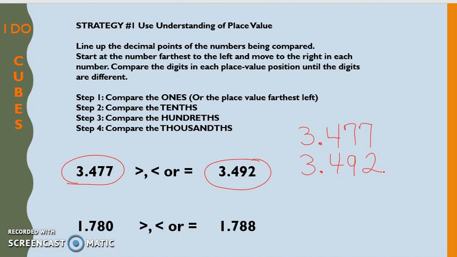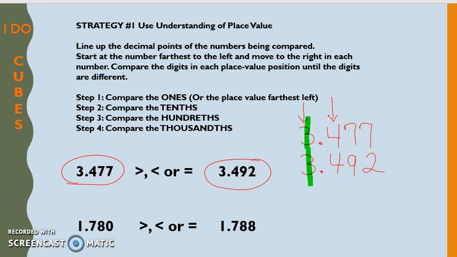The next step is that I'm going to start at the number farthest to the left and move to the right in each number. I'm going to start all the way over here on the left because this is my farthest left place value. This is the ones place value. And I'm going to compare the digits in each place value position until the digits are different. As we can see in this first place value, both of our numbers are a 3. They are the same. So we're next going to move over to the tenths place.